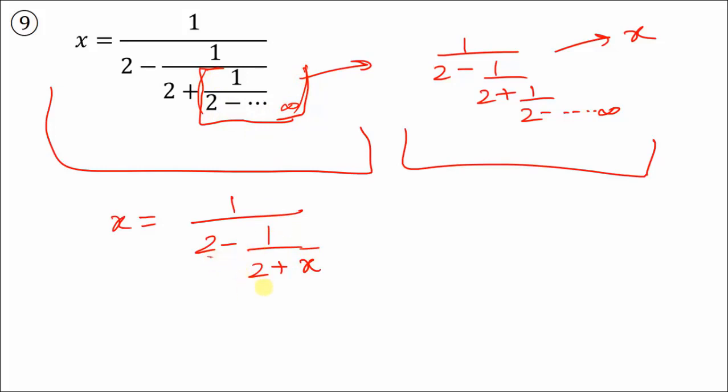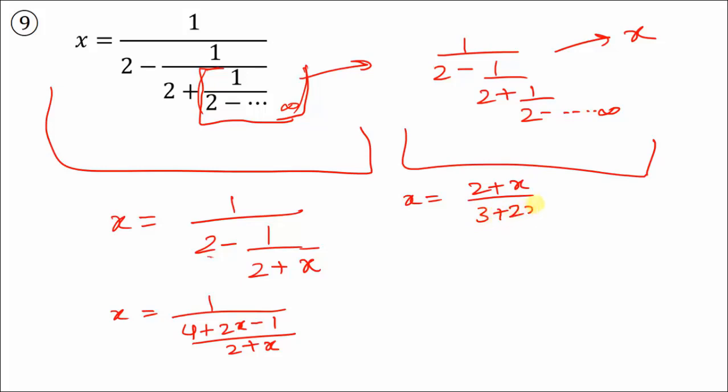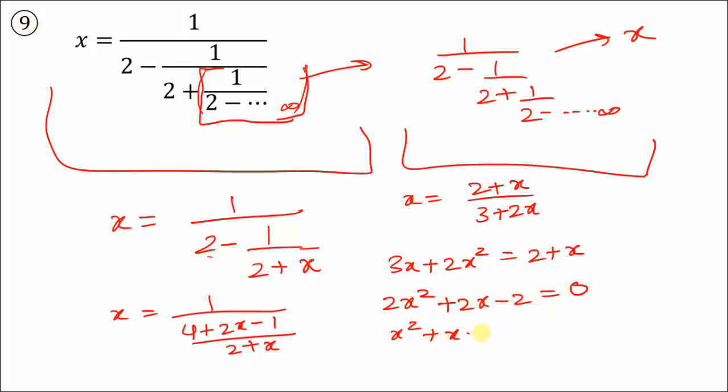If we take LCM here, this will be x is equal to 1 upon 4 plus 2x minus 1 upon 2 plus x. This is nothing but x is equal to 2 plus x upon 3 plus 2x. Transpose this denominator to the left hand side. This will be 3x plus 2x square is equal to 2 plus x. So the quadratic equation then formed will be 2x square plus 2x minus 2 is equal to 0, or we can say x square plus x minus 1 is equal to 0.